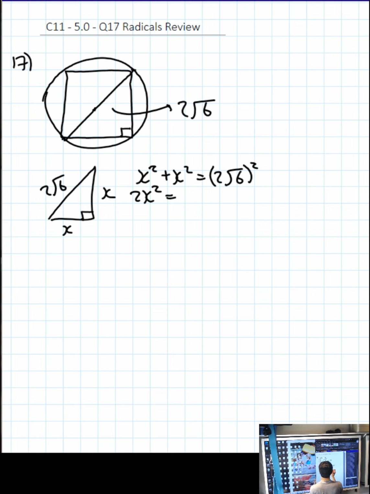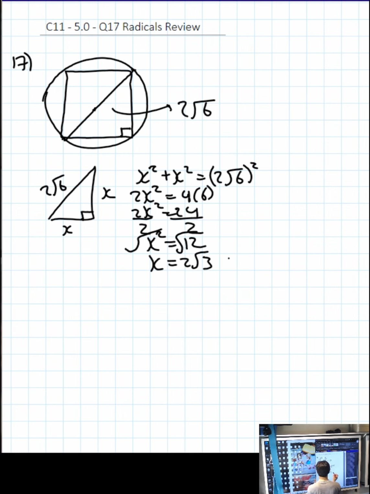equals 4 times 6. So we get 2x squared equals 24. We can divide both sides by 2, and we have x squared equals 12. We can square root both sides, and we'll get x equals root 12, which is root 4 times 3, so 2 root 3. Circle our answer.